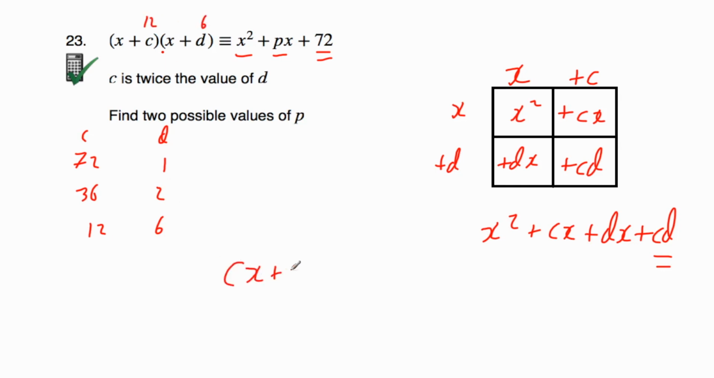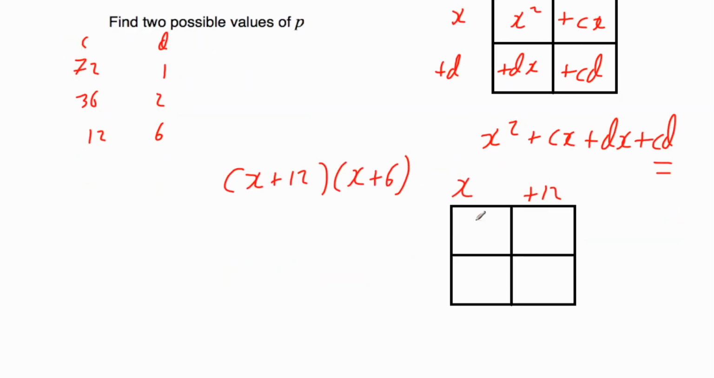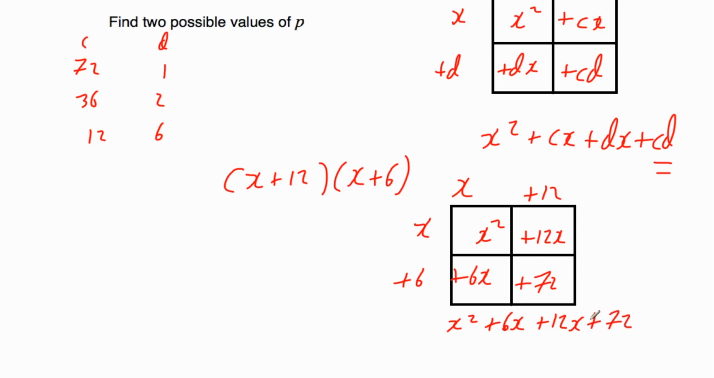So if we do x plus 12 and x plus 6, and we expand those brackets, then that will tell us what our value for p could be. So let's do that and see what we get. So we've got x plus 12 and x plus 6. So x times x is x squared. X times 12 will be plus 12x. X times 6 will be plus 6x. And 6 times 12 will be plus 72. So that would give us x squared plus 6x plus 12x plus 72. So collecting our like terms, 6x plus 12x is 18x. That would give us x squared plus 18x plus 72.